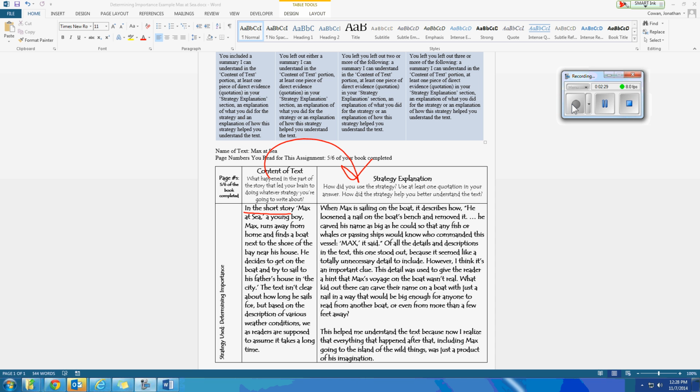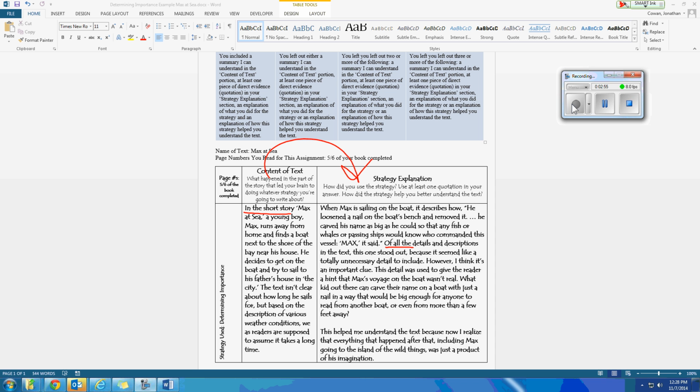Here's what I did for that strategy. When Max is sailing on the boat, it describes how he loosened a nail on the boat's bench and removed it. He carved his name as big as he could so that any fish or whales or passing ships would know who commanded this vessel. Max, it said. Okay, so here's the detail that I locked into. Of all the details and descriptions in the text, this one stood out because it seemed like a totally unnecessary detail to include. However, I think it's important.